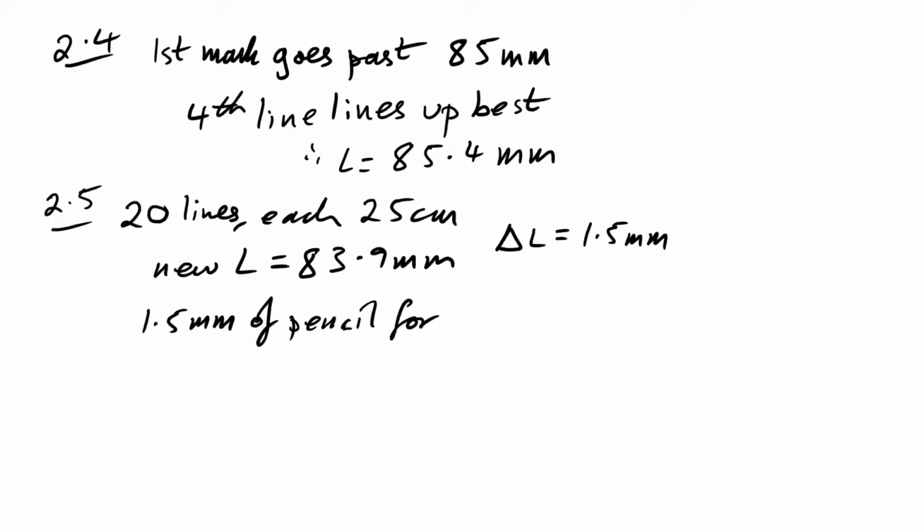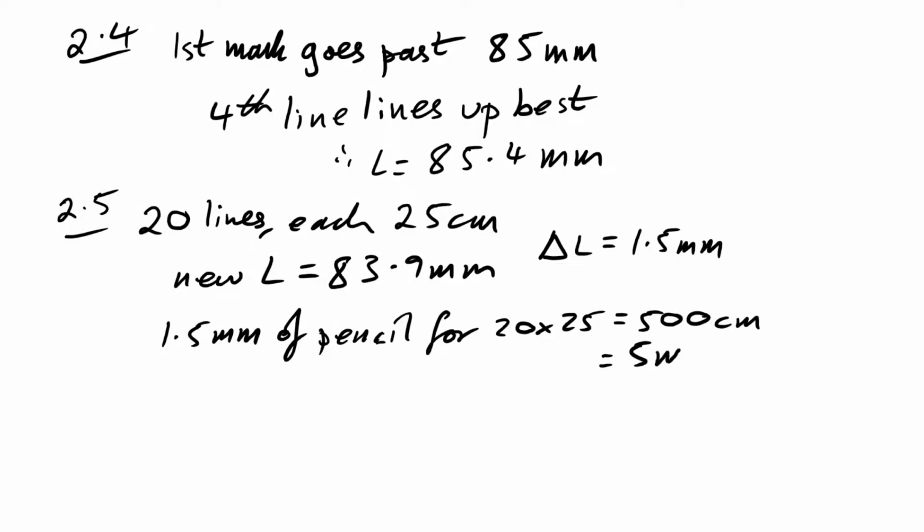Could turn the length of the line drawn into millimeters, but because we're dealing with 2 lengths, let's keep that as centimeters. So let's go with 20 times 25. So that's 500 centimeters. Or in other words, 5 meters. So every 1.5 millimeters of pencil is lost per 5 meters. So I'll tell you what, let's divide that by 5 to turn that into how many millimeters we lose per meter. So 0.3 millimeters per meter drawn.